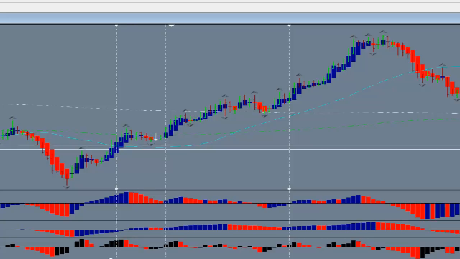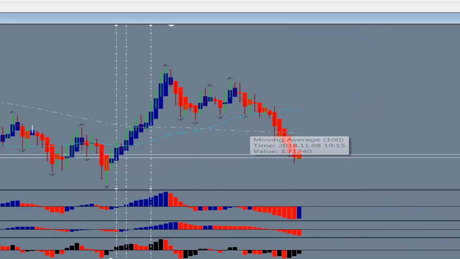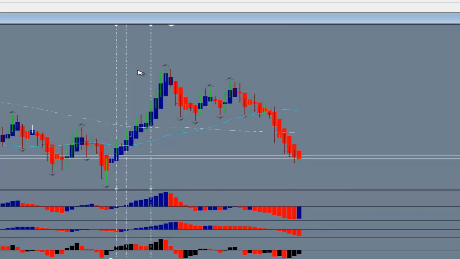Now let's go to the 5-minute. One of the exit signals on a 5-minute is, I'm going to put another vertical line.